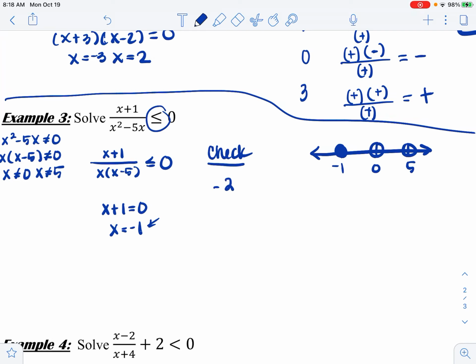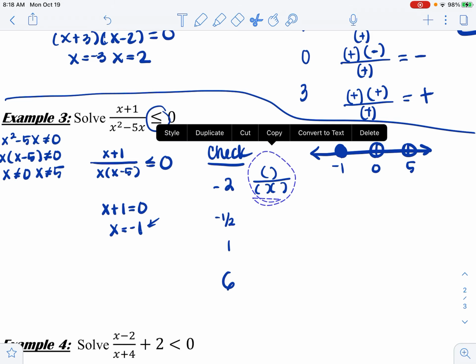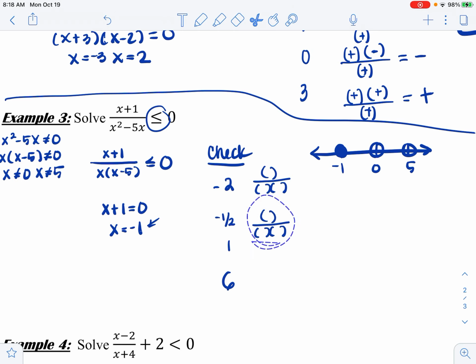All right, now I need to check a value on each interval. So a number less than -1, I'll do -2. A number in between -1 and 0, there's only fractions and decimals, so I'm going to have to use a fraction or a decimal. I'm going to use -1/2. In between 0 and 5, I'll choose 1, and then bigger than 5, I'll choose 6. Okay, so I have 3 places to plug this in. Once in the numerator, twice in the denominator. And once again, I'm going to use my copy and paste tool. Copy, paste. So that I can save some time here.